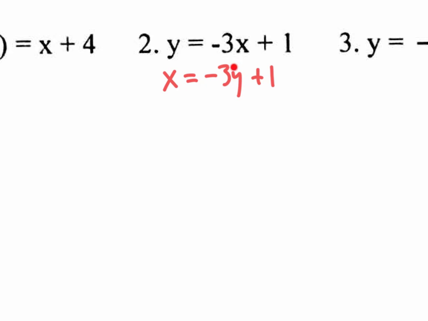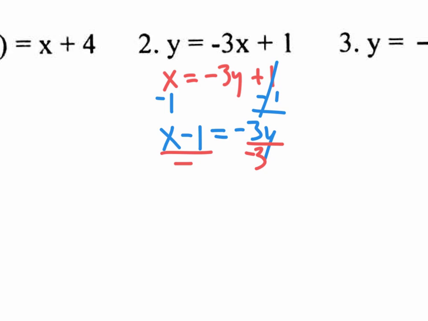So you want to get y by itself. You don't want the plus 1. You don't want the multiplication of negative 3. So we're going to solve for y now. Subtract 1 here, that'll cancel out. Subtract 1 over here. You're going to have x minus 1 equals negative 3y. Now we still need to get y by itself. So what do we do? Divide everything by negative 3. Divide this by negative 3. And we're done. We have y equals x minus 1 divided by negative 3.